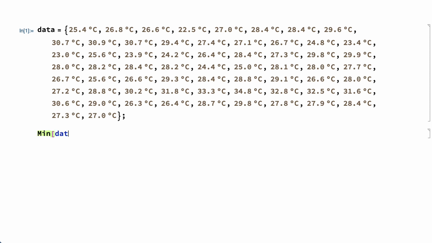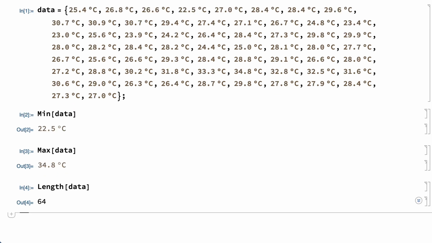For example, the min function can be applied to this data to get the lowest temperature measurement in the list. The max function gives the highest temperature, and the length function gives the length of the list, which here is the number of measurements. These numbers give the important basic information that this data is a list of 64 temperature measurements ranging from 22.5 to 34.8 degrees Celsius.